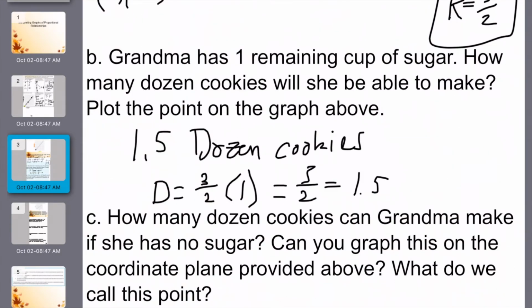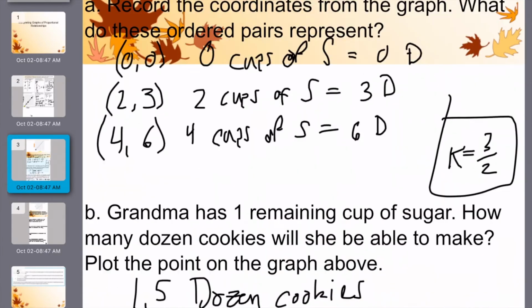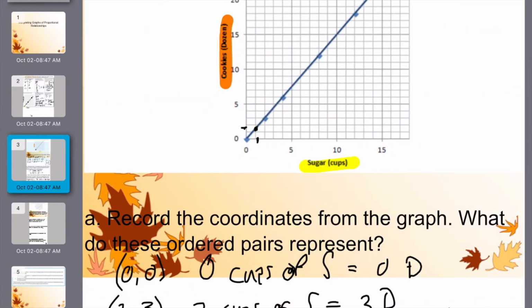So how many dozens of cookies can Grandma make if she has no sugar? Can you graph this on the coordinate plane provided above? What do we call this point? Well, if there's no sugar, so 0 sugar equals 0 dozens. And we can call this the origin. Let's spell correctly here. The point is the origin. And let's go back up and let's plot it. That's going to be right there.